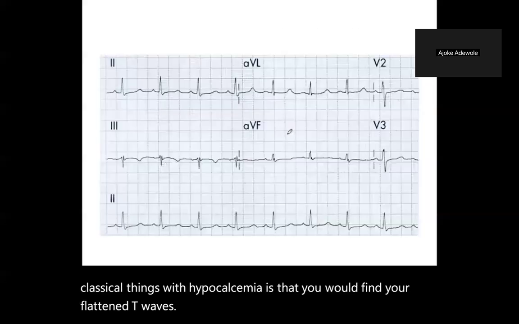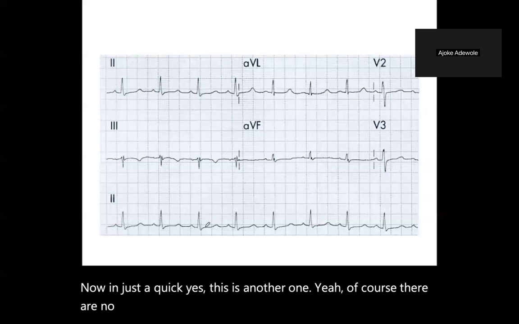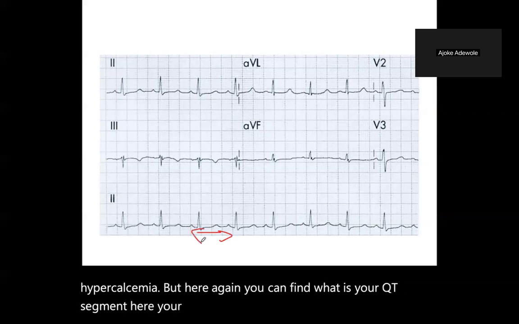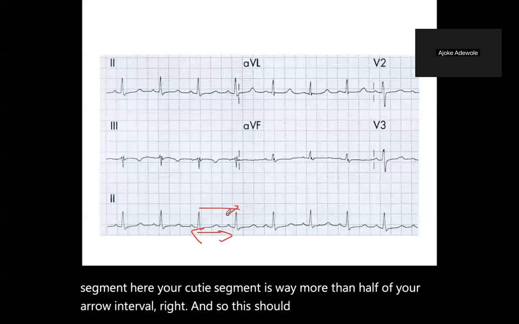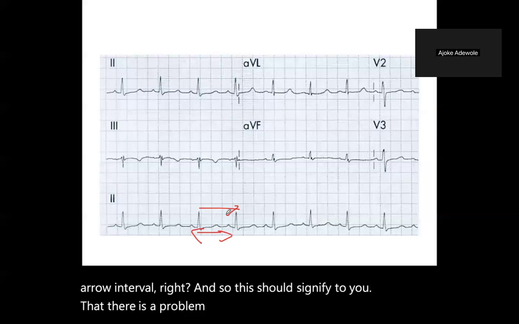Now, just a quick look, this is another one. Of course, there are no J waves. We talked about J waves in the setting of hypercalcemia. But here again, you can find what is your QT segment here. Your QT segment is way more than half of your RR interval, right? And so this should signify to you that there is a problem here.